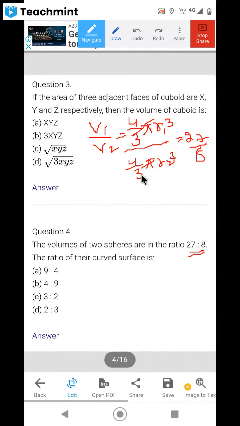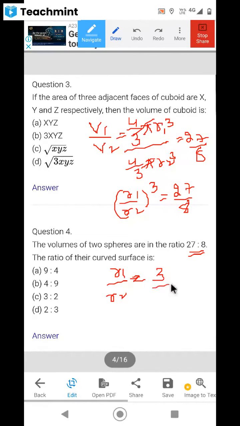So 4 by 3 pi, 4 by 3 pi get cancelled, and r1 by r2 whole cube is there. R1 by R2 whole cube is equal to 27 divided by 8. Then R1 by R2, if you send that cube to that side, it becomes cube root, no? So cube root of 27 by 8 becomes 3 divided by 2. So R1 by R2 is 3 by 2.